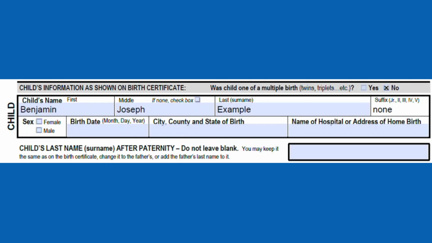Enter the suffix given with the child's name. If no suffix is used, write none or NA in that field. Check the correct box to indicate the child's sex. Enter the child's birth date using a month, day, year format. Enter the city, county, and state where the child was born. Enter the name of the hospital where the child was born. If it was a home birth, the address where it occurred should be entered in this field.